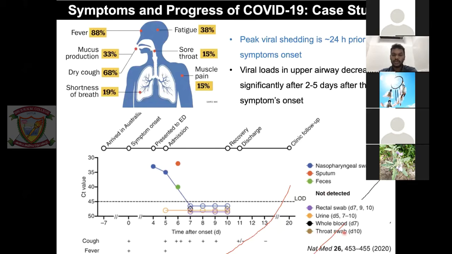In the throat swab, whole blood, urine, rectal swab, all those things are being taken, and you do not see much there. But from the nasopharyngeal swab, you take the viral swab through your nose. When you take it through your nose, you get the maximum amount of viral loading. So that is the preferred method of testing.